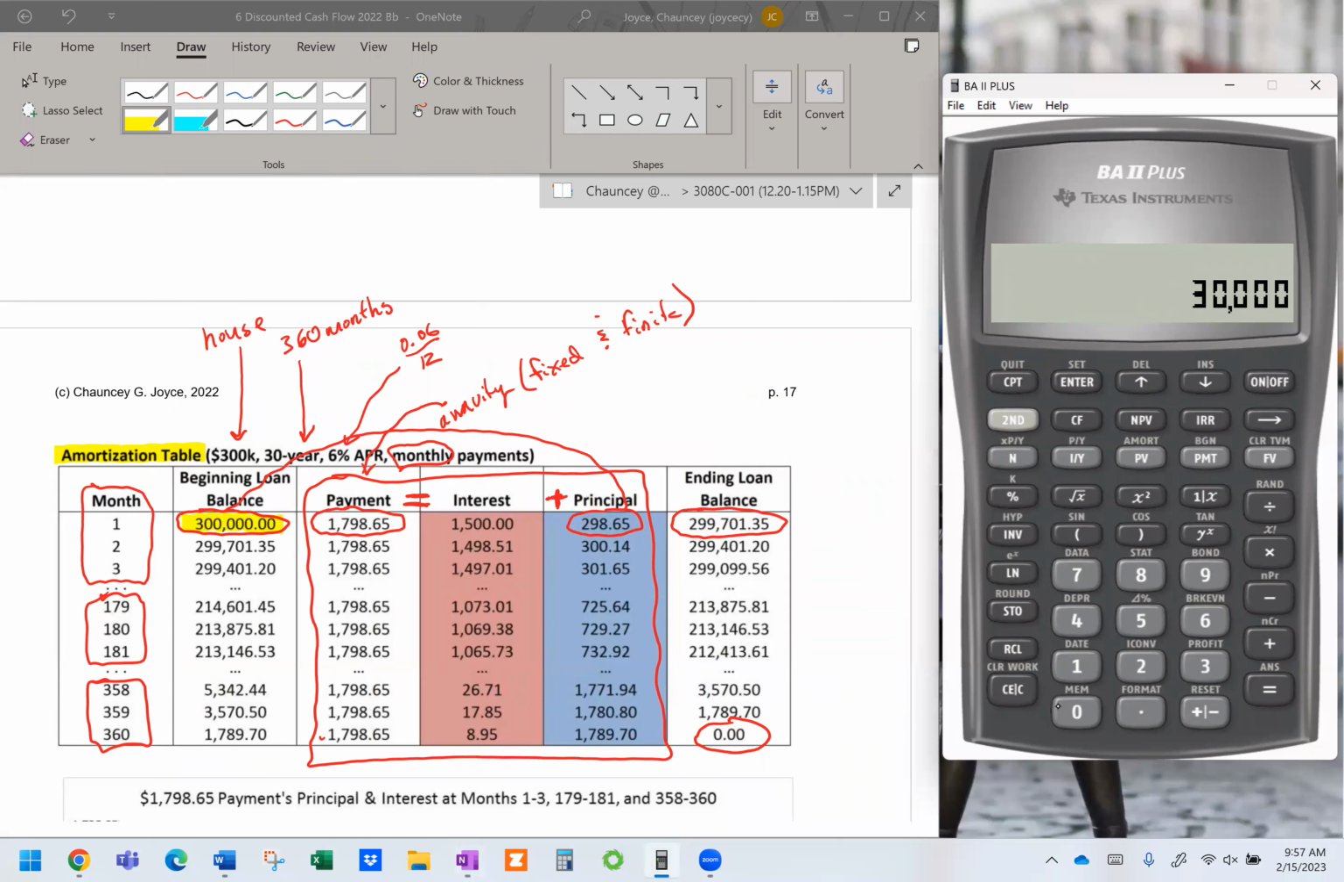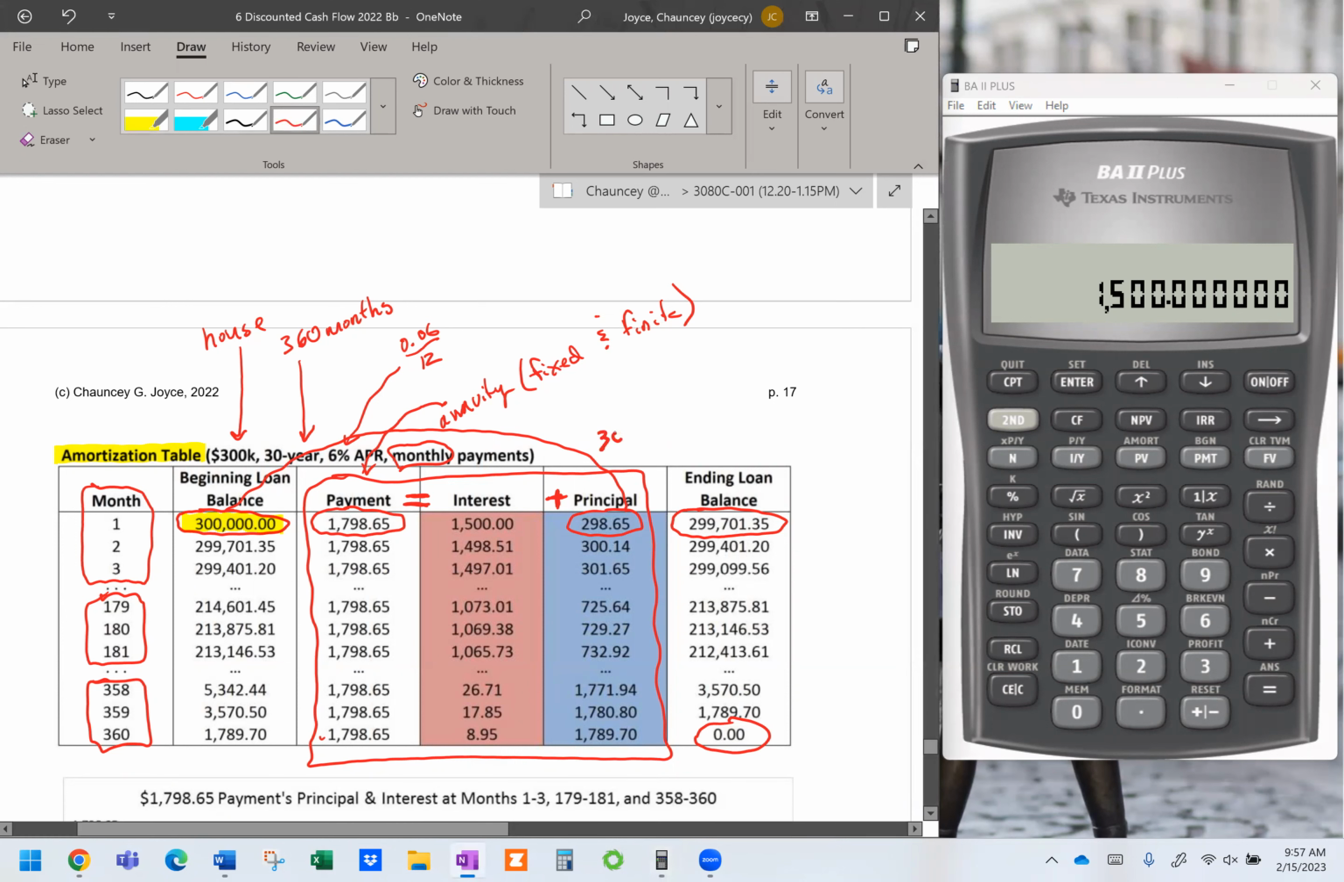300,000 times 0.06. Now, when you're using percentages in a formula, you do have to move the decimal. Over 12 is your 1,500. So all I did there was I took my 300,000 beginning balance times my 6% APR divided by 12 months per year. That's 1 month's worth of interest there. That's where I got my 1,500.